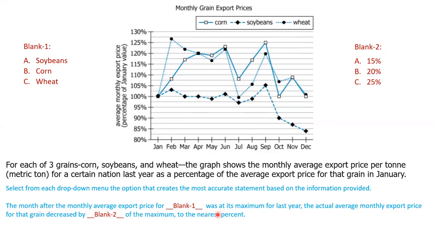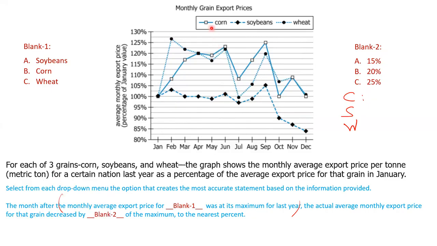Finding the month of maximum price. Very nice. For each of the three grains, right? Because we are talking about the month after the monthly average export price for dash was its maximum for the last year. So let's take corn, soybeans, and wheat. When was the corn price highest?